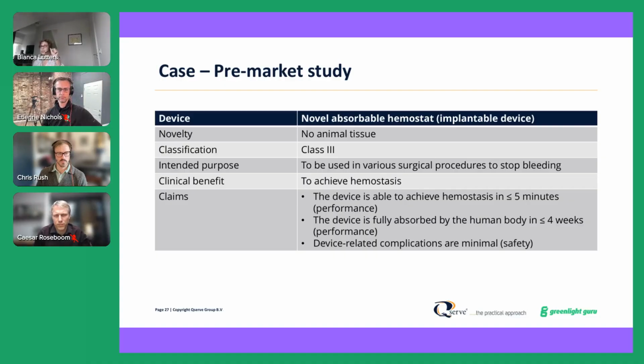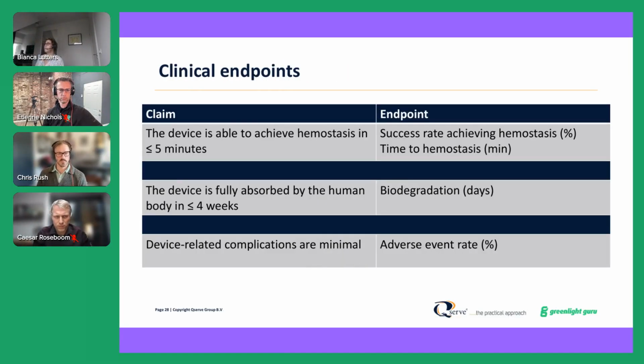And keep in mind what I said before. Usually for a class 3 device, you can put them on one big pile, but you really need to find the most important individual complications. Thinking about clinical endpoints, the first one, achieve hemostasis in less than or equal to 5 minutes. You have 2 options. Option 1 is the success rate to achieve hemostasis. The second one is time to hemostasis.